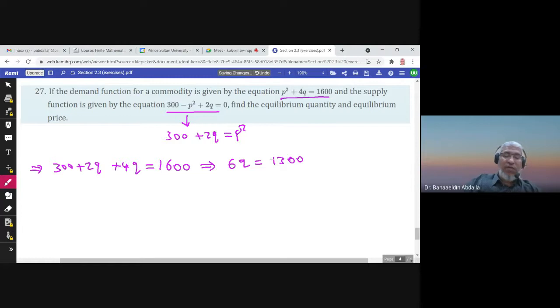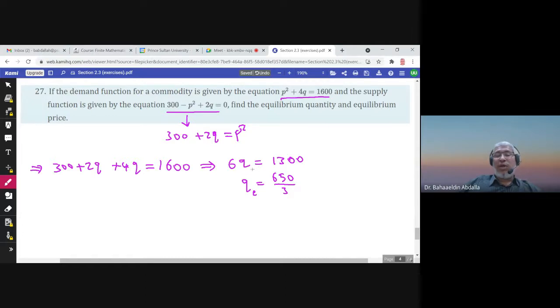And now, if you just divide 1300 by 6, you will get Q. So 300 plus 6Q equals 1600. Excellent. So Q would be 650 over 3. This is the equilibrium quantity.